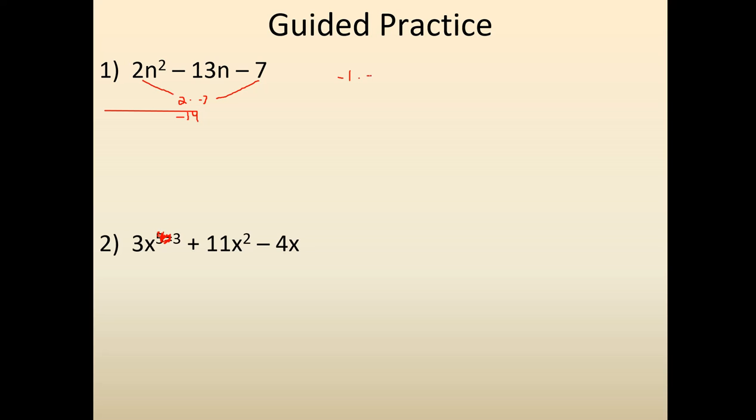Because I want a negative number, only one of my numbers is negative. So I could have negative 1 and positive 14, 1 and negative 14, 2 and negative 7, negative 2 and positive 7. Now, one of the tricks I told you was that if this middle number is negative, that means the bigger number is negative. So I can cross out these two because the bigger number was positive in them. But I add these, and let's see, what do I get?